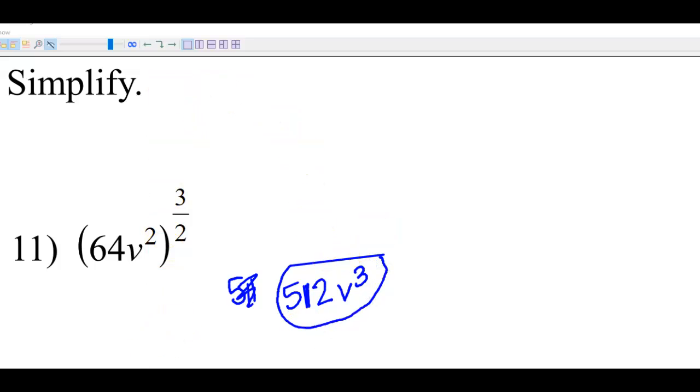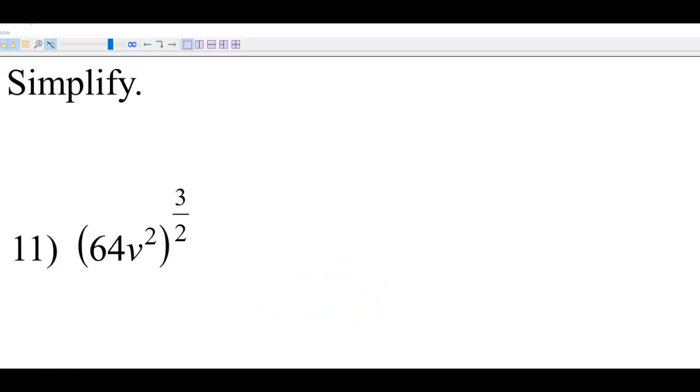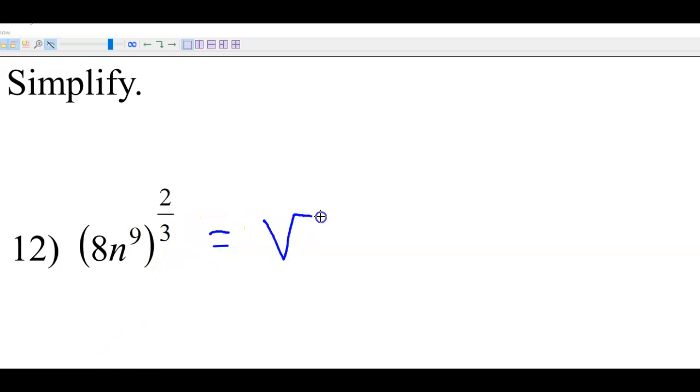So we're just going to do a few more examples of the same type of thing here. And then we can give some of these a try. So here we have 8n to the 9th raised to the 2/3 power. So again, my first step is just to put this in radical form. I've got 8n to the 9th underneath. My root is 3. My power is 2. I'm going to do the root first. Ignore the 2 for now.